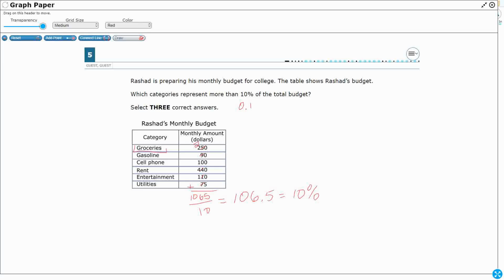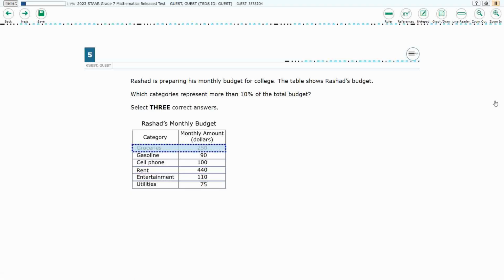Well, it's pretty simple. Groceries are more than that. Cell phone is a little bit below. Rent is definitely more than that. And then it's that entertainment that's just a hair above it. Everything else is below. Groceries, rent, entertainment. Those are my three answers. Groceries, rent, entertainment. Let's see how we did across the state of Texas.